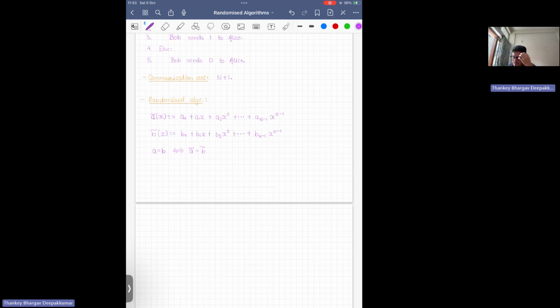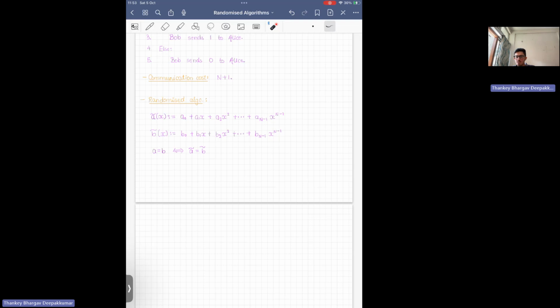If A and B are the same, then it's easy to see that A tilde and B tilde are the same because each and every coefficient is the same. On the other hand, if A and B are different, at least one coefficient must be different, and therefore at least one bit must be different. Let's say A2 and B2, then these two coefficients are different, and so these are different polynomials.